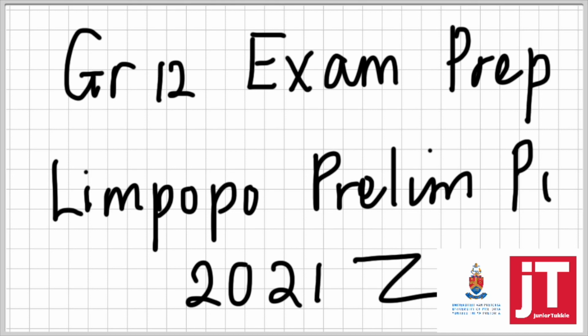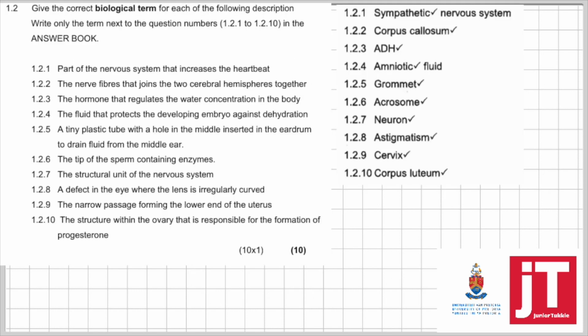In this video, I will look at the Limpopo Prelim Paper 1, the 2021 paper. Right, 1.2. Give the correct biological term for each of the following descriptions. Write only the term next to the question numbers in the answer book. 1.2.1. The part of the nervous system that increases the heartbeat.